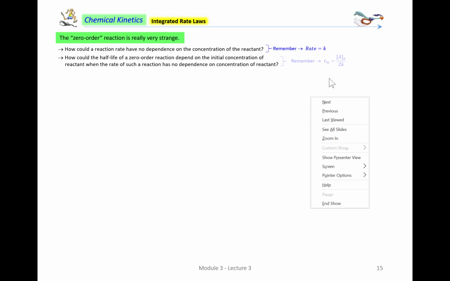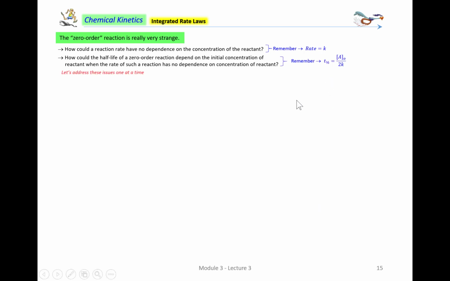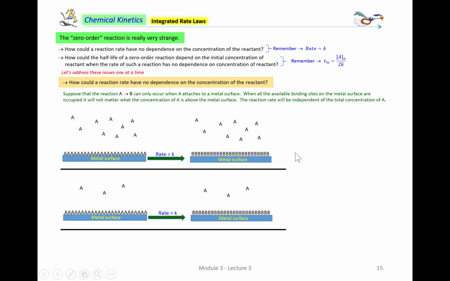So let's address these issues one at a time. First would be, how could a reaction rate have no dependence on the concentration of the reactant? Well, suppose a reaction where A simply goes to B, that of course fits our profile, a reactant going to products, can only occur when A attaches to a metal surface.